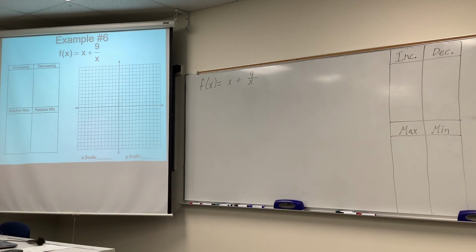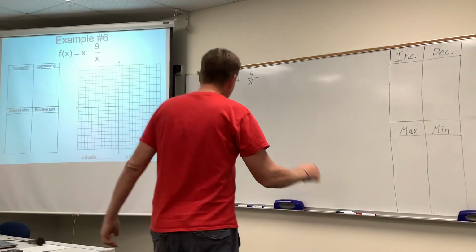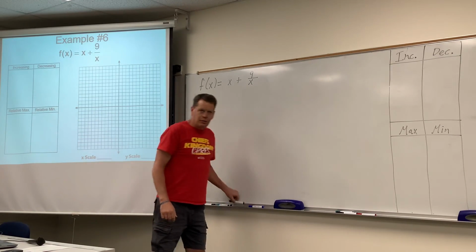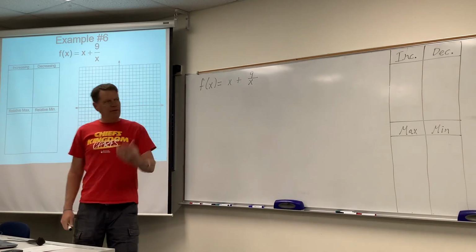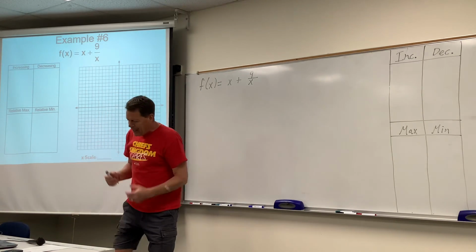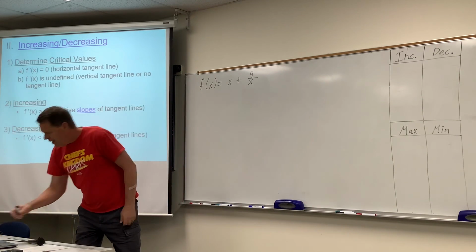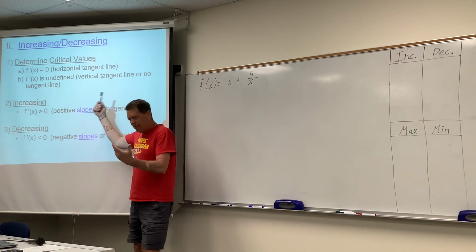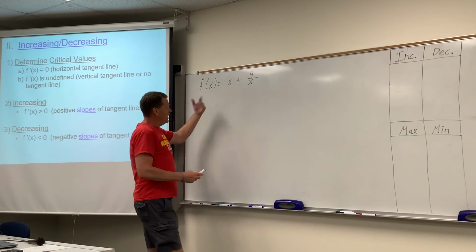Let's keep the party rolling with example number 6 on the mean value theorem and the first derivative test. Again, we have a function and we're supposed to identify increase, decrease, max, min. So once again, it all involves the behavior of the derivative. We start out by taking that derivative.